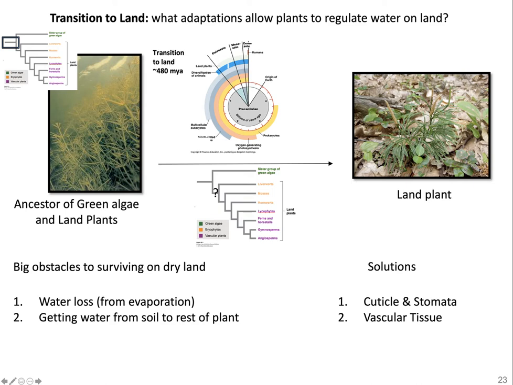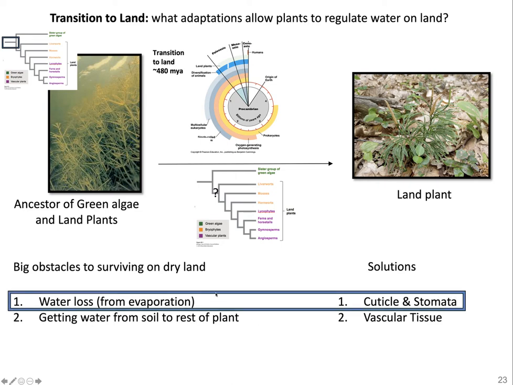And so when we talk about the solutions that plants have evolved, or the adaptations that have allowed plants to deal with these two pressures, there's two major solutions: cuticle and stomata to deal with water loss from evaporation, and vascular tissue to help get water from soil to the rest of the plant. So let's talk about the cuticle and stomata to start.